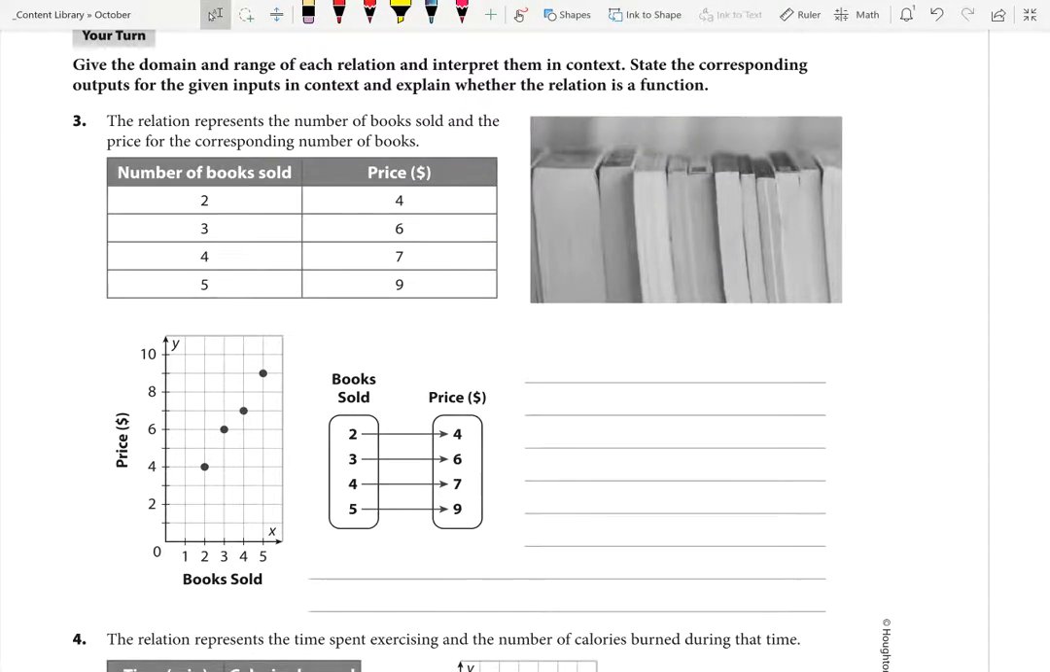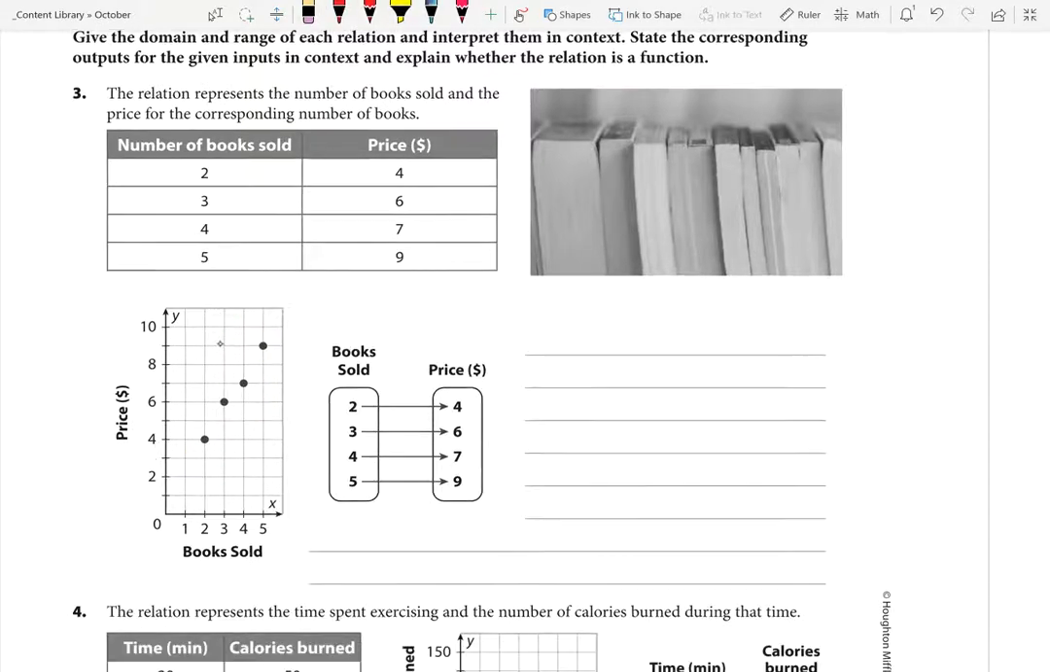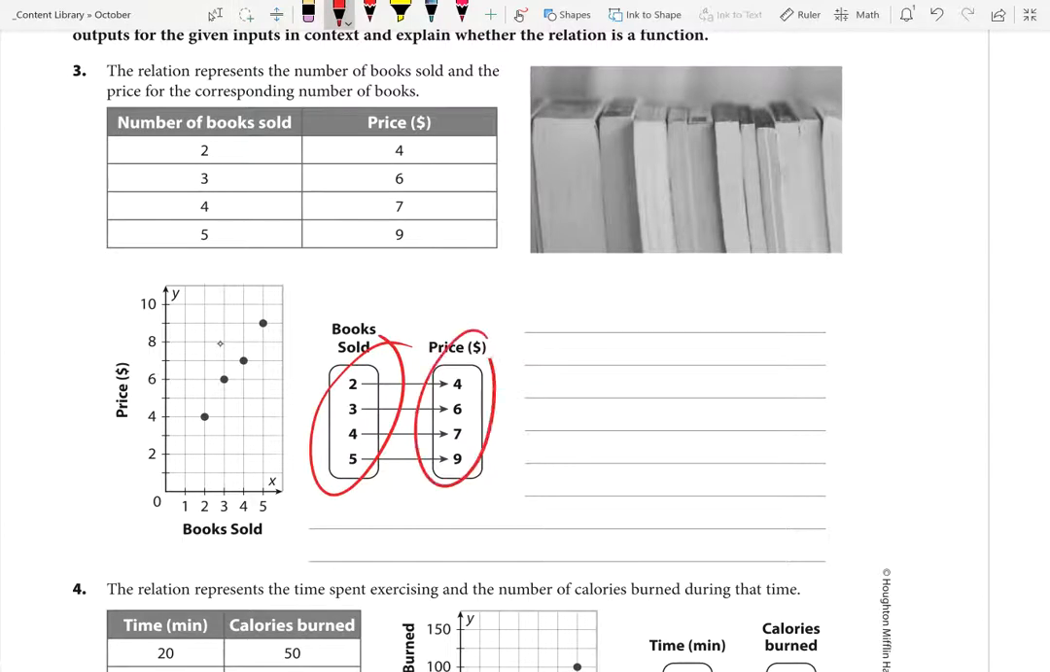Number 3, the relation represents the number of books sold and the price for the corresponding number of books. So 2 books cost $4, 3 books cost $6, 4 books cost $7, 5 books cost $9. And that graph is shown here. You have the mapping diagram. 2 books sold is $4, 3 books sold is $6, and so on. You can see how those are mapped together.